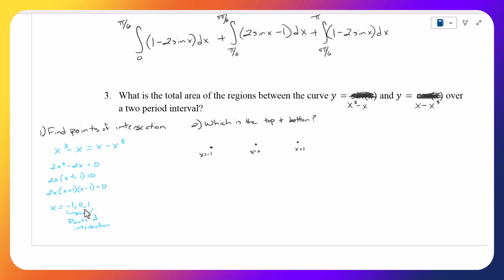All right. And so let's just figure out which one's going to be on the top in between this area. So let's look at a point in between -1 and 0. Let's say -1/2. So if we plug that into our x cubed minus x, so we have (-1/2) cubed minus (-1/2). Well, that equals -1/8.